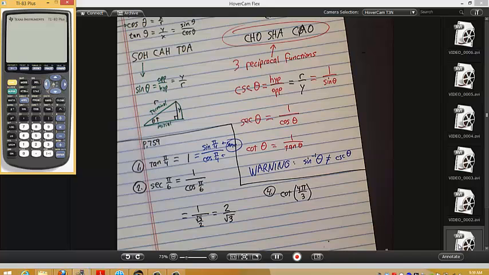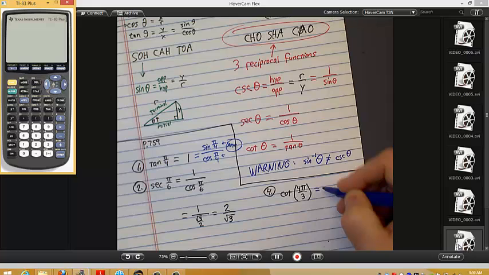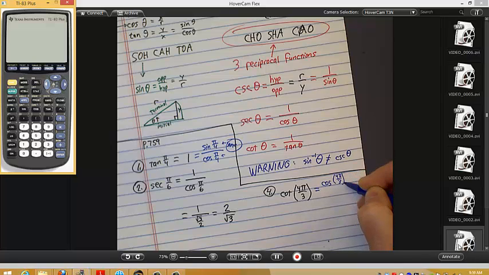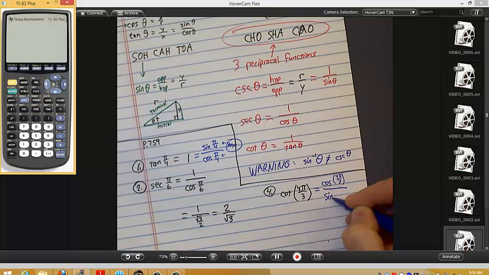What about cotangent? What's that going to be? Well, it's the reciprocal of tangent, right? So instead of doing sine over cosine, I'm going to do cosine over sine, right? Or you could say x over y on the unit circle. That's right. So cosine of 4 pi over 3 divided by the sine of 4 pi over 3, right?